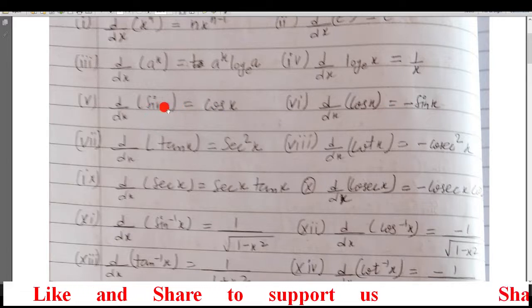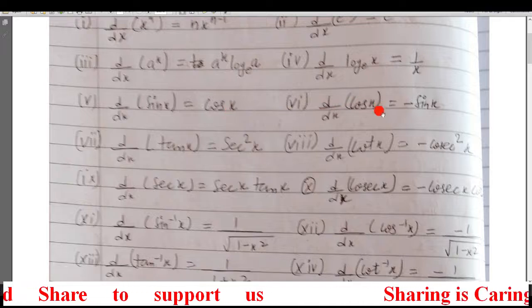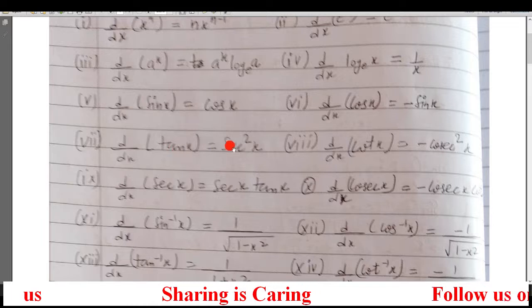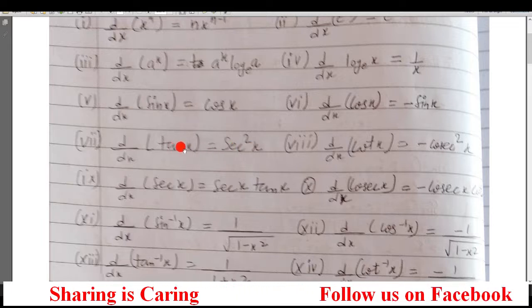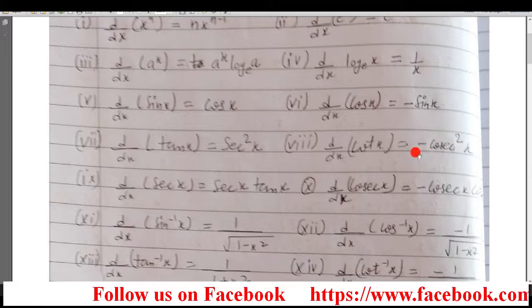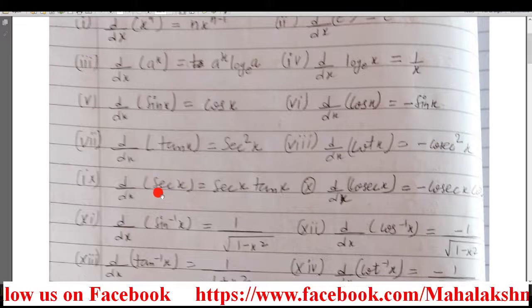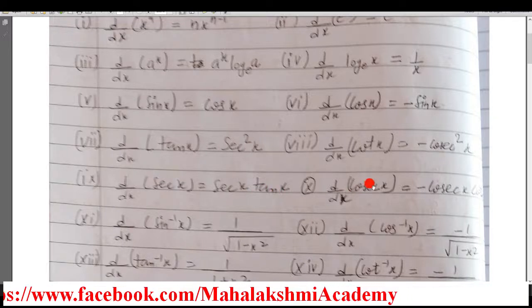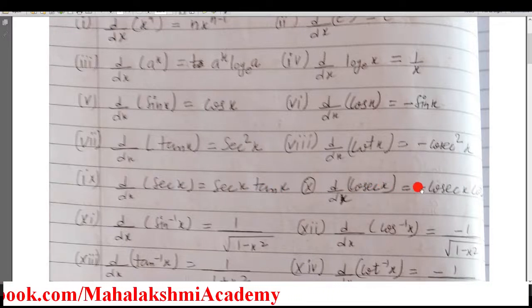Just see, sin x differentiation is cos x, cos x differentiation is minus sin x, and tan x differentiation is sec square x. So tan is related with sec. In the same way, cot x is related with cosec square x, but the minus sign will come. In the same way, sec x differentiation is sec x tan x. And cosec x differentiation is minus cosec x cot x.